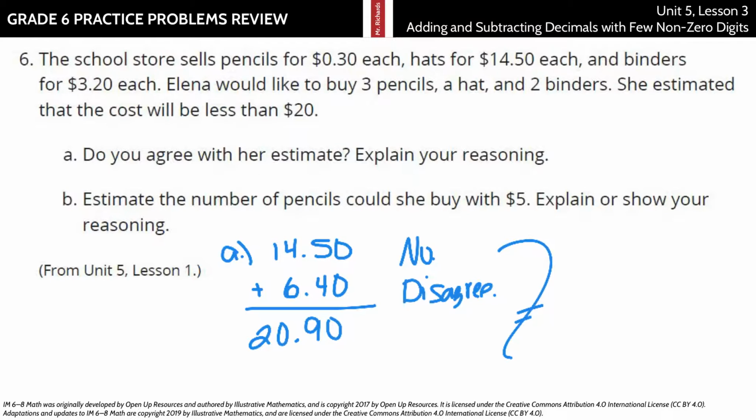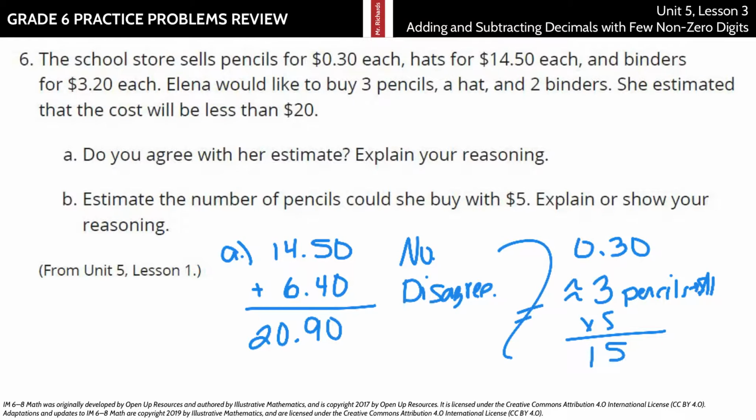Now estimate the number of pencils you could buy for $5. And we're estimating here, and so if each pencil is 30 cents, you could get about 3 pencils for every $1. And if she has $5, you could multiply by 5 to get 15. You could also say about 16 as well, knowing that you're not quite at $1, so you can kind of round up here a little bit too. But either 15 or 16.